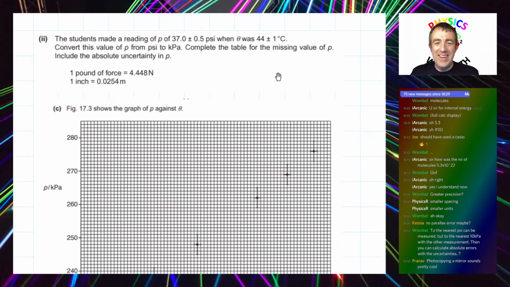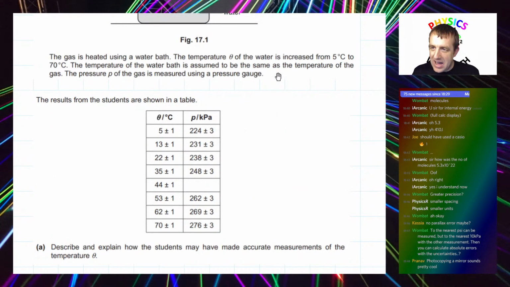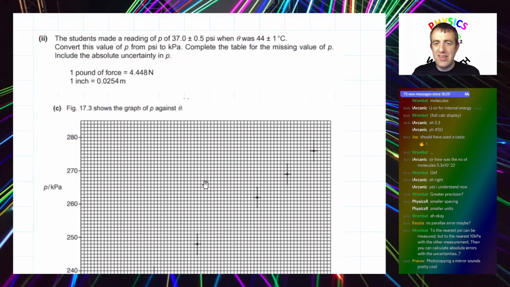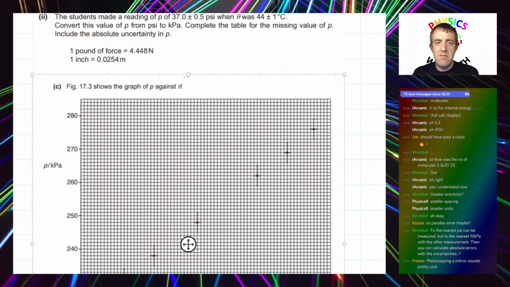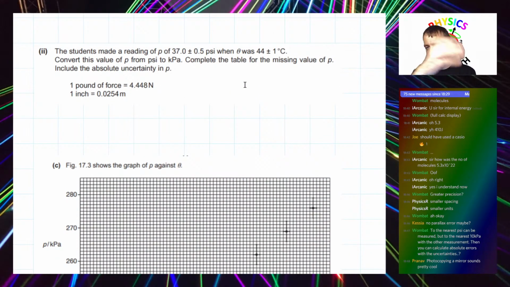So, moving on. Student made a reading of pressure of 37, give or take 0.5, pounds per square inch. What a peculiar unit. Complete the table for the missing pressure, and the pressure on the table is in kilopascals. So what this question is asking you to do is to convert from pounds per square inch into kilopascals. Something that you've probably never seen on a past paper before, maybe. But there it is. I didn't make it up.